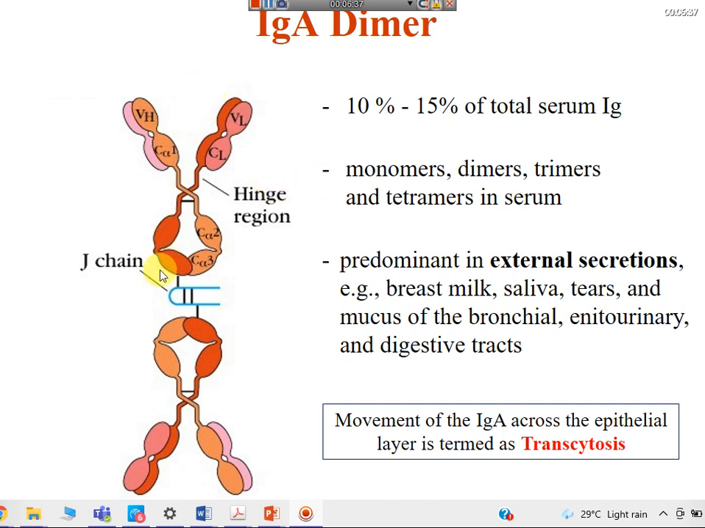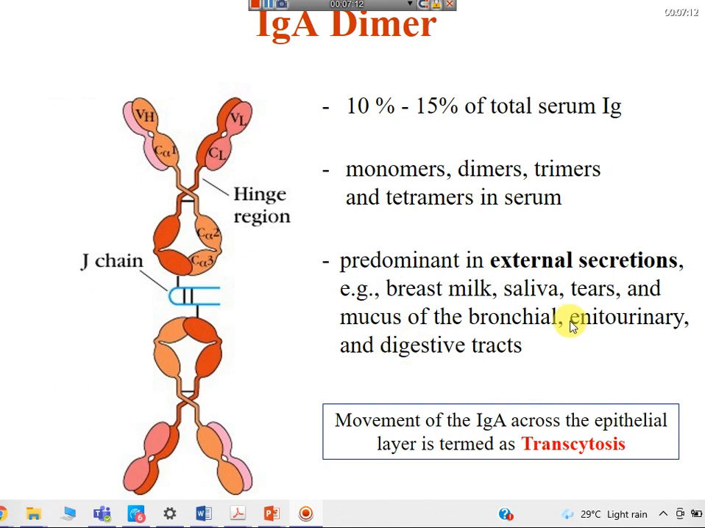Here you are seeing the dimer of the IgA joined by the J chain. This forms 10 to 15% of the serum immunoglobulins, and it can form, as I told you earlier, also monomer, dimer, trimers, and tetramers. And it is the main predominant antibody in external secretions like breast milk, saliva, tears, mucus of the bronchial, urinogenital tract or digestive tract.